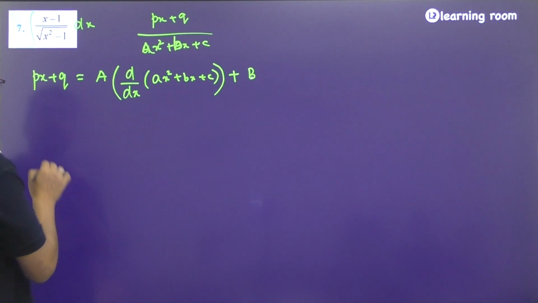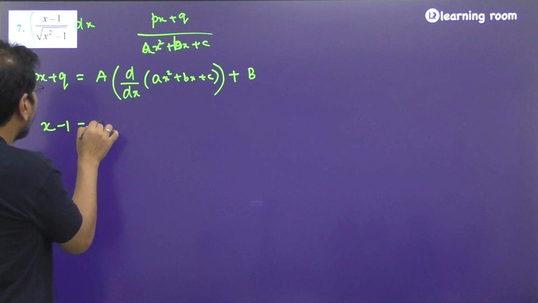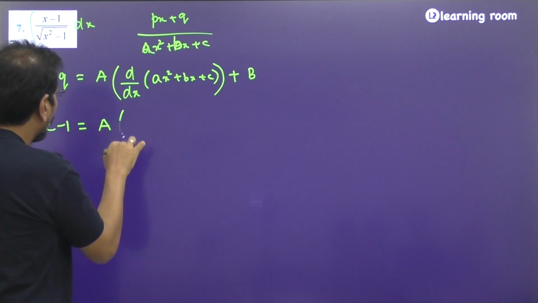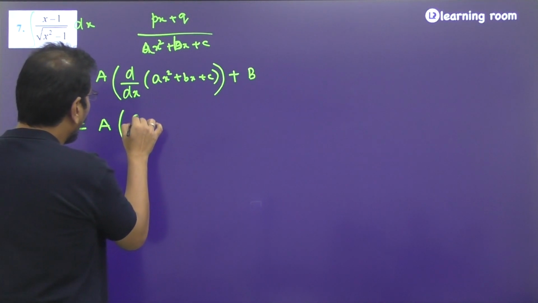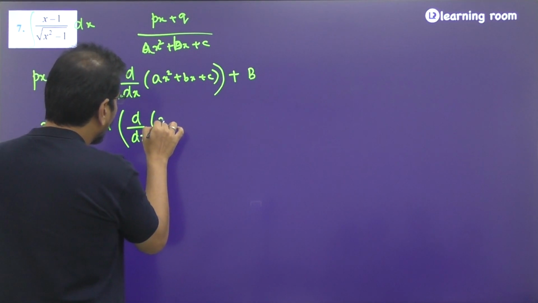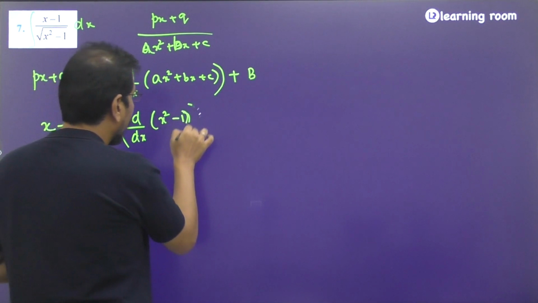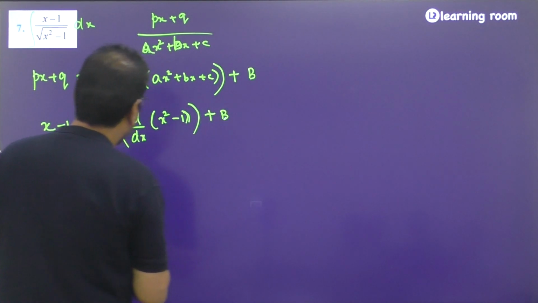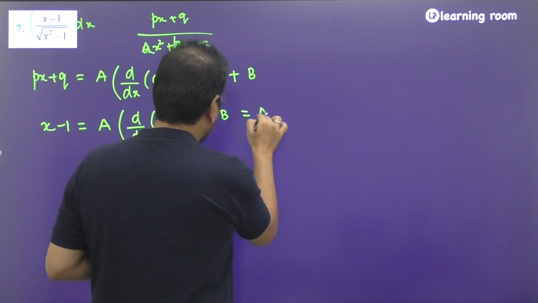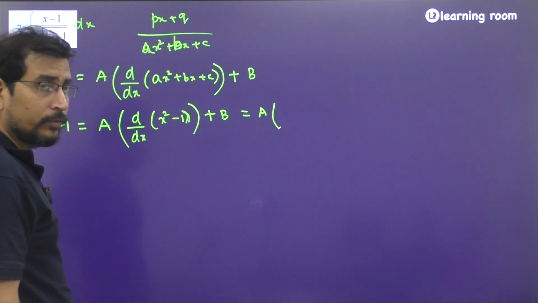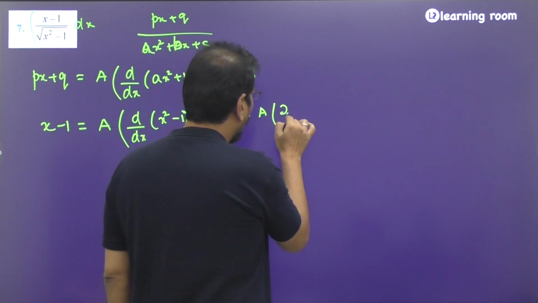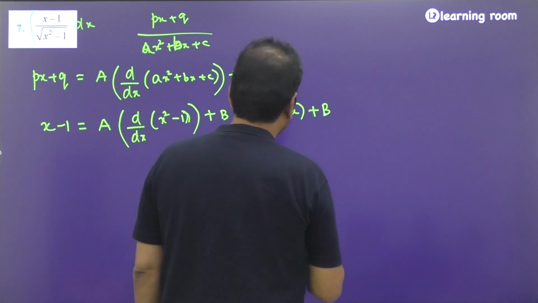Okay. So here it is going to be x minus 1 is equal to a into d by dx of x square minus 1, right? Plus b. So what is that you're going to get? This will be equal to a into d by dx of x square minus 1, which is going to be 2x, and you have plus b.